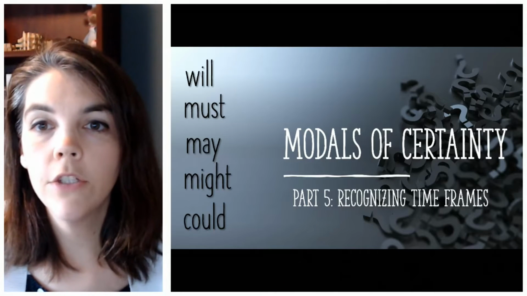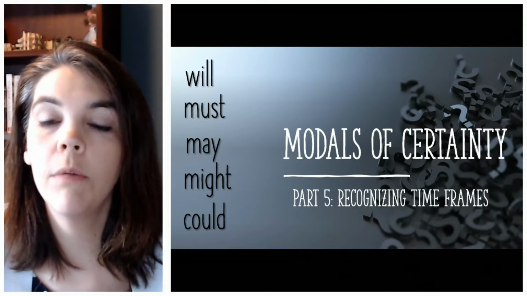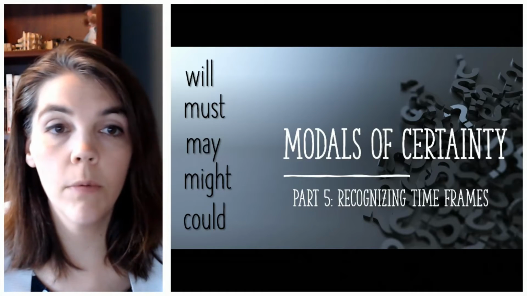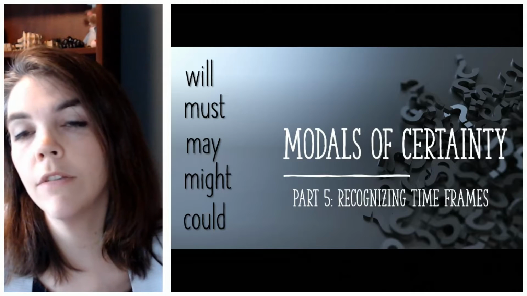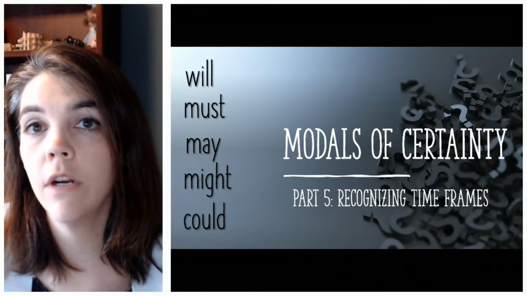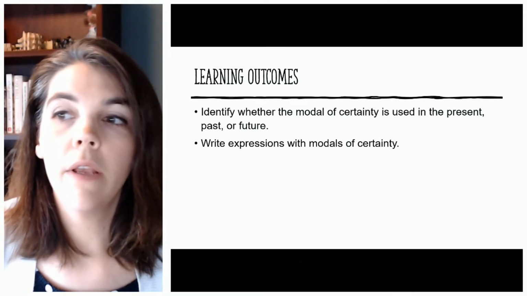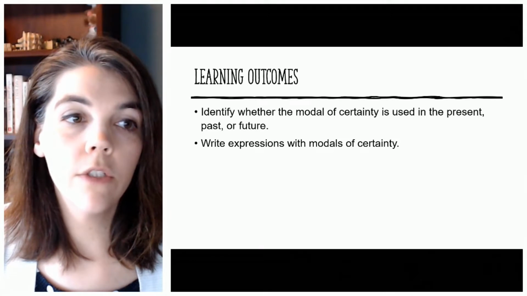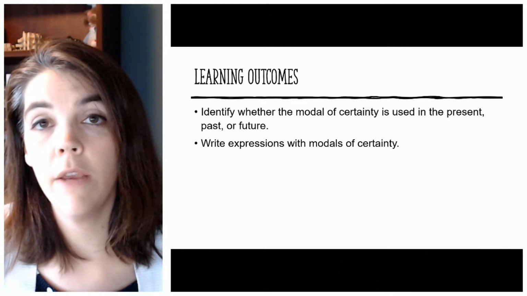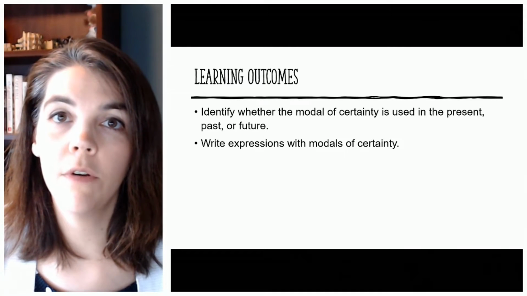Okay, welcome back to this fifth part in our series about modals of certainty. Now we're going to be focusing on recognizing time frames. Now that you know what the forms look like in the present and future and past, let's also take some time to notice the context in our sentences to be able to tell time frames. All right, so in this lesson, we're going to identify whether the modal of certainty is used in the present, past, or future, and we'll also work on writing expressions with modals of certainty.